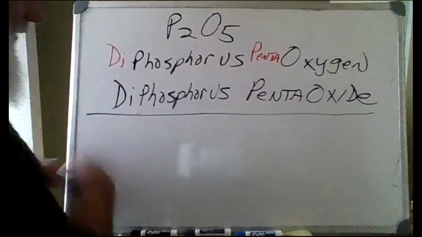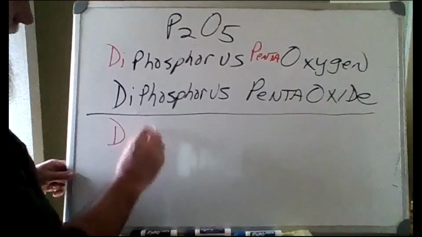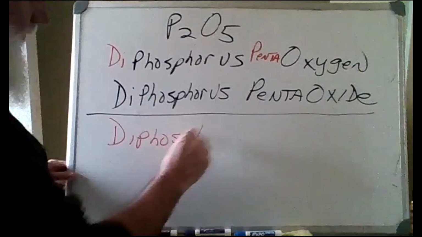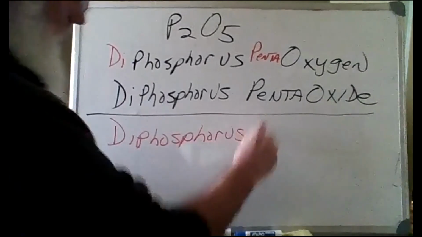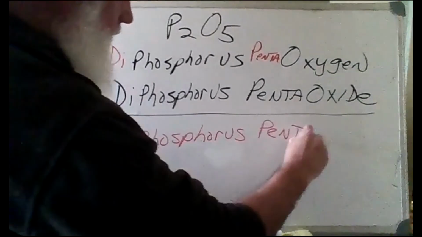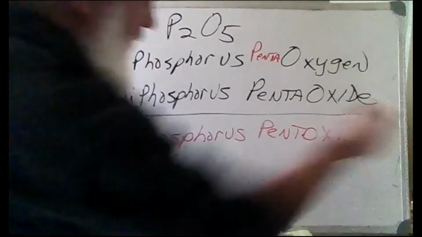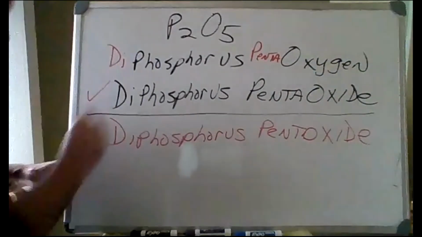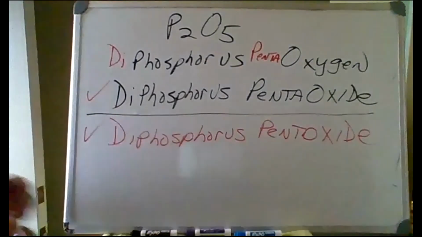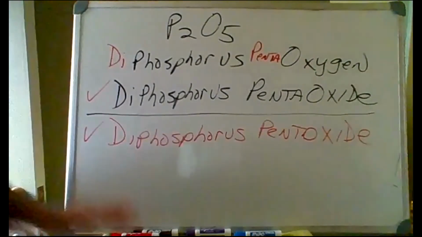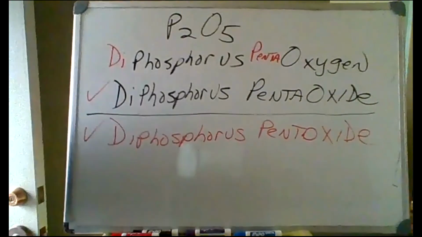We can call this diphosphorus pentoxide. Pentoxide. Either one is acceptable. I'll take this one. Okay, and again, if you want to completely forget about rule B, that's fine.